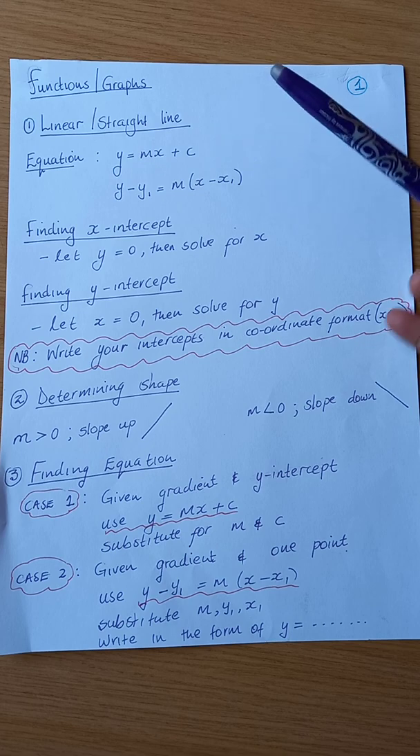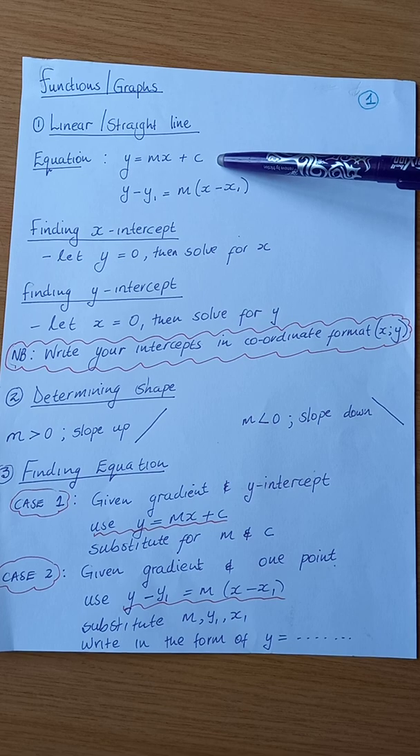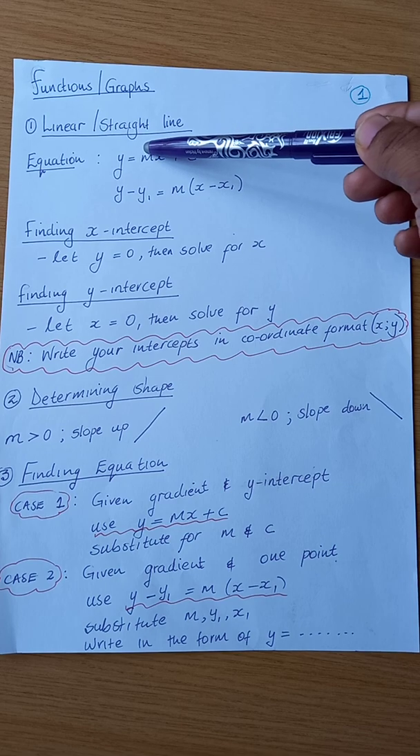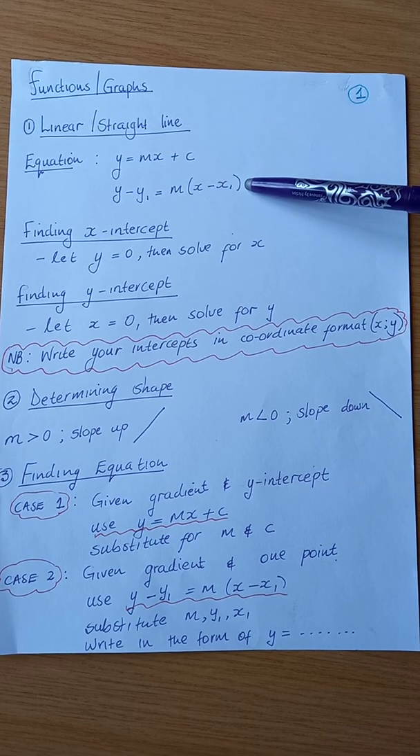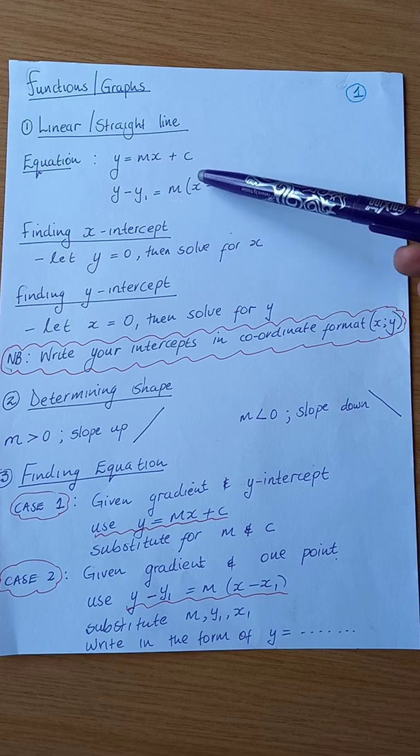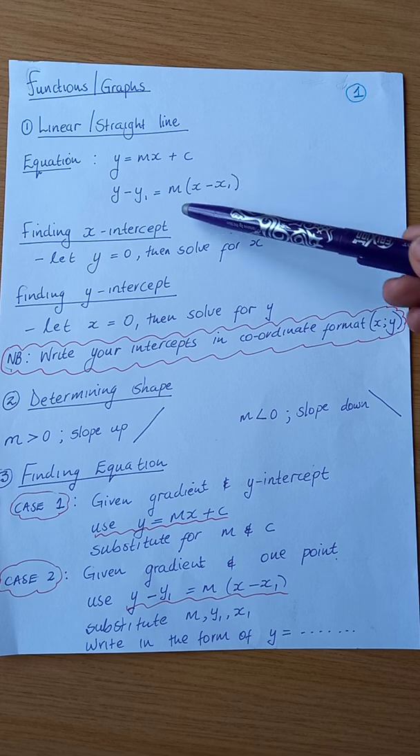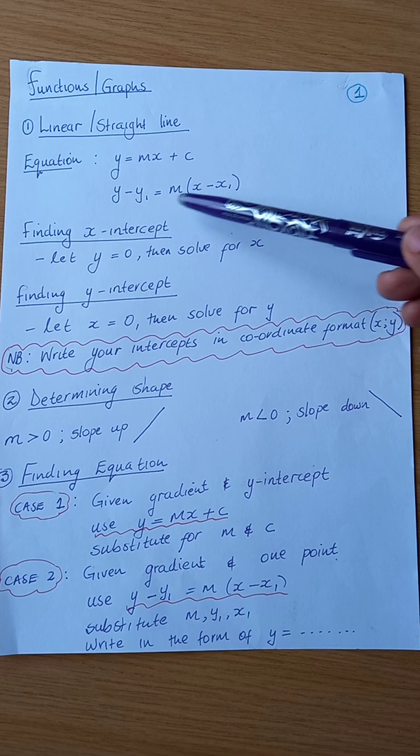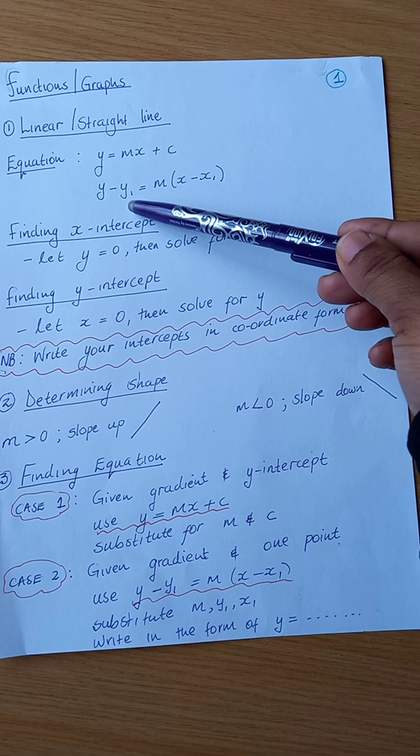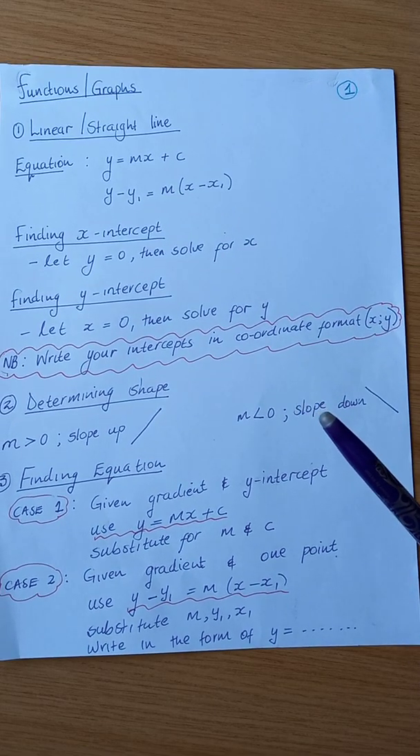There are two equations for a linear graph. The first one is y = mx + c, where c is your y-intercept and m is your gradient. The second equation is y - y1 = m(x - x1), where m is still your gradient, x1 is the x coordinate of the point that you are given, and y1 is the y coordinate of the point that is given to you.